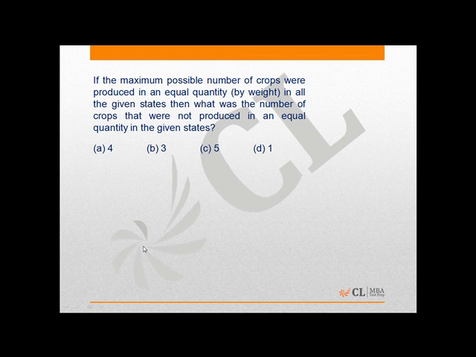Next stage is the maximum possible number of crops were produced in an equal quantity in all the given states. Then which of the following? Then what is the number of crops that were not produced in an equal quantity in the given states? So I have to maximize the number of crops which are produced in equal quantity in all the given states.